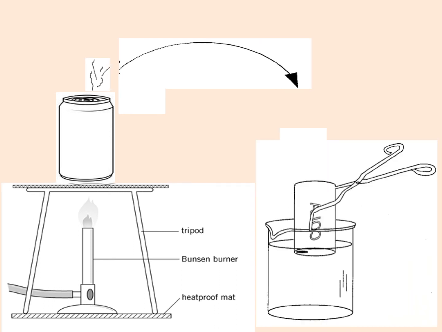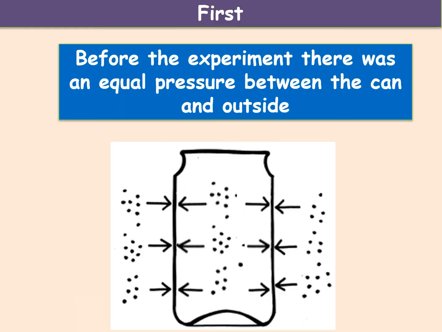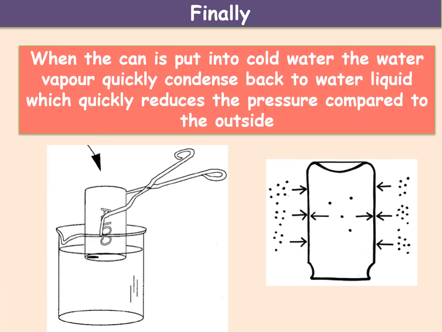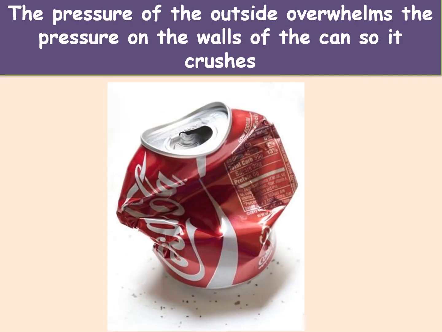So again, this is what we would do. So before the experiment, there was an equal pressure between the can and the outside. It's already been opened, it's empty, so there is air inside, there's air outside. Pressure pushing from both directions. As the can is heated, the gas is expelled, and then the water turns into steam, which increases the pressure on the sides of the can. So the pressure increases inside of the can. When it's put into cold water, the water vapor quickly condenses back to water liquid, which quickly reduces the pressure compared to the outside. So we know that gases are higher pressure than liquids, so as they turn back into a liquid, the pressure inside drops rapidly. And this causes the can to be crushed in quite a dramatic fashion very often.